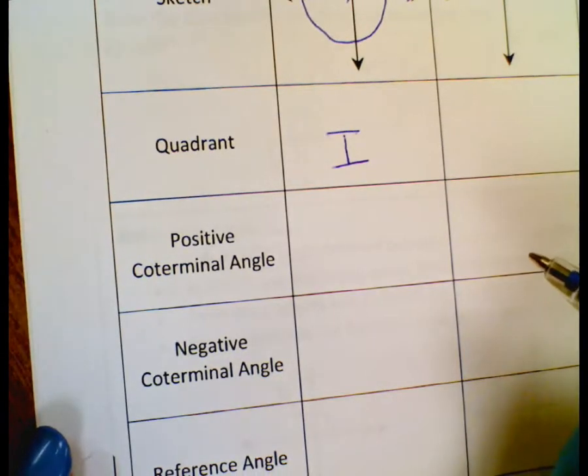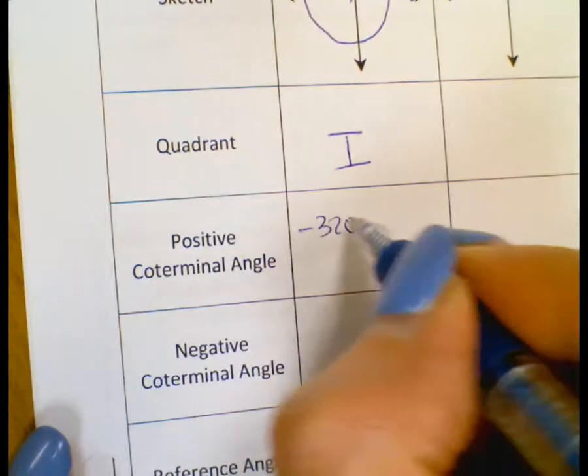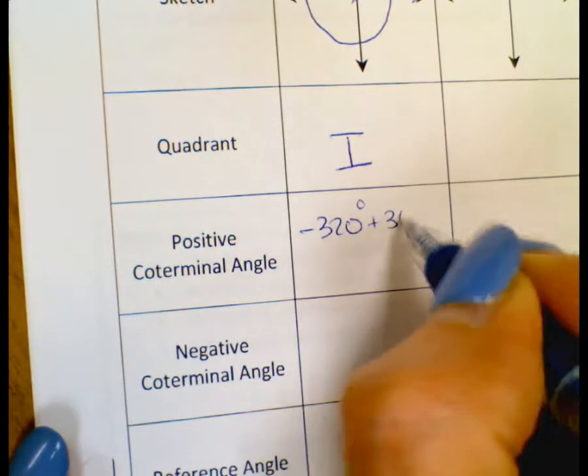Give me one positive coterminal angle. So we're going to take the 320 that's given, and we're going to add 360.